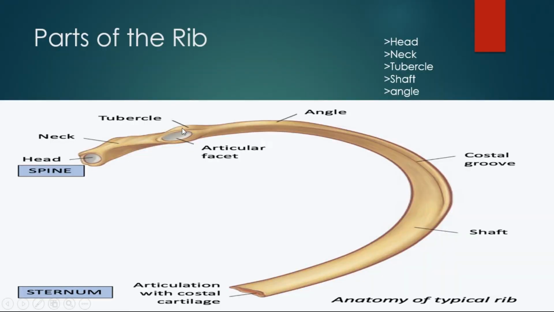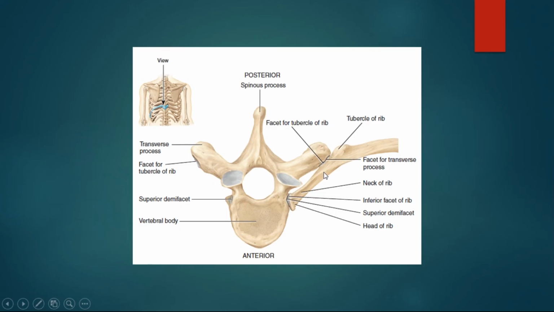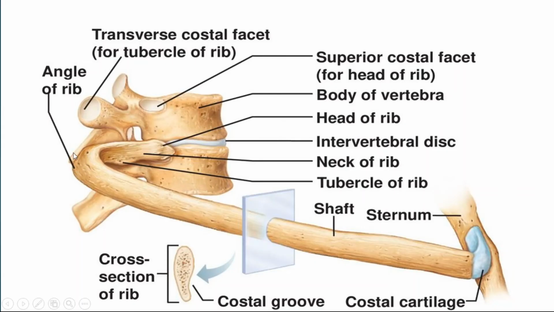And this is the tubercle. It has a facet also. What is this facet for? This articulates with the transverse process of the vertebra. This is the neck of the rib. The neck has just one function: it connects the head with the body of the rib. This is the angle of the rib, where the rib deviates. This is the costal cartilage, and this is the sternum.